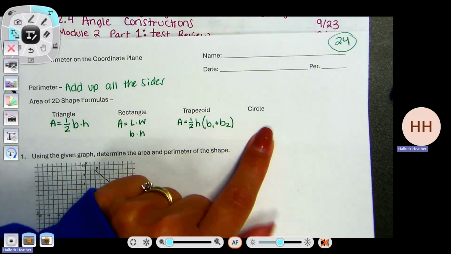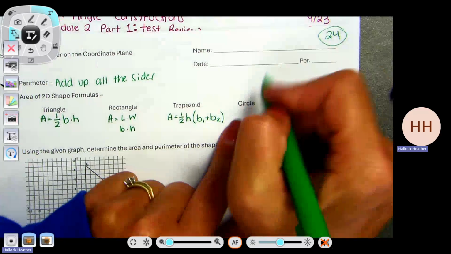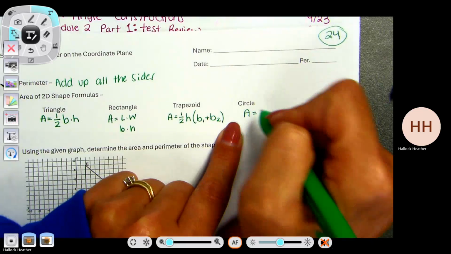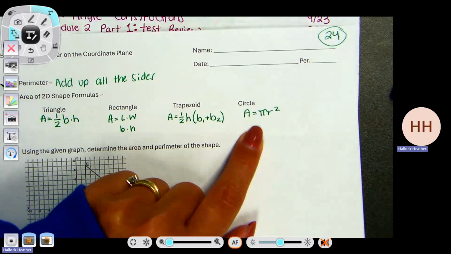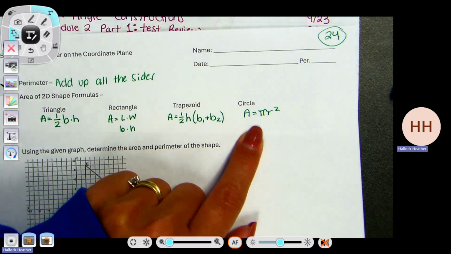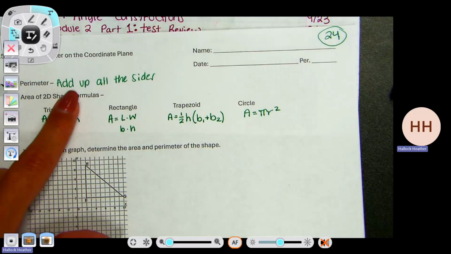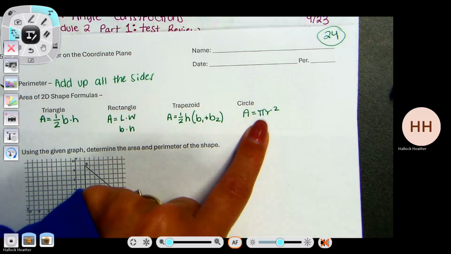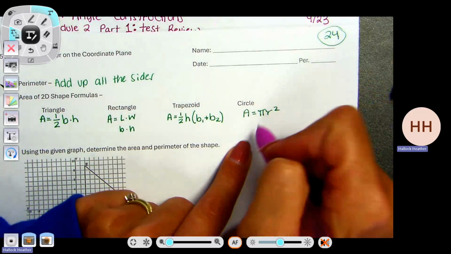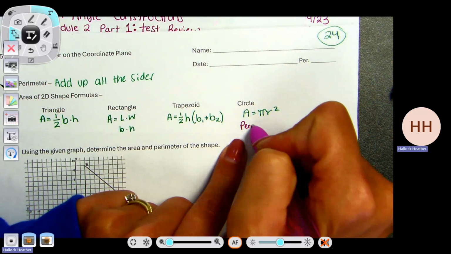A circle is also on the formula sheet. What's your area formula? Pi r squared. Now, if you look at your blue sheet, your circle section also has some more formulas, because whenever I'm finding perimeter of a circle, can I add up all the sides to a circle? No, because there's no sides. So how do you find perimeter of a circle? You use what equation? The equation that's right there.